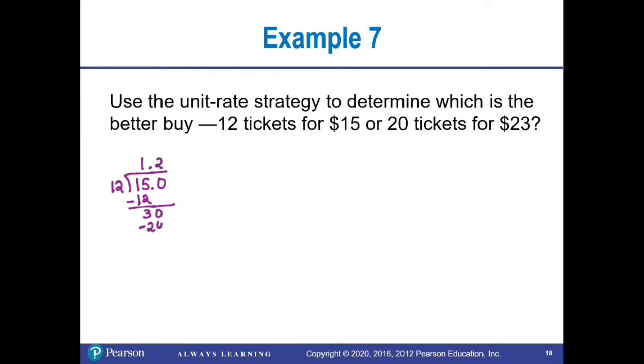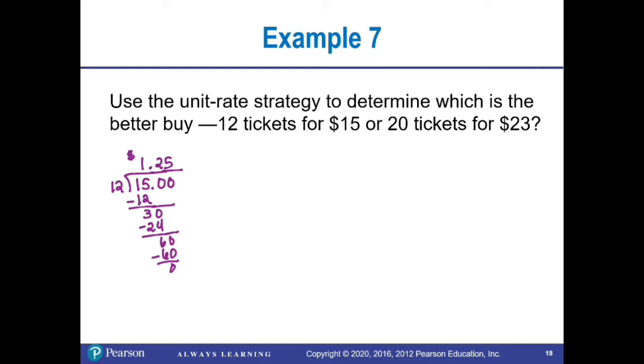12 goes into 30 2 times, and we're left with 6. Because I have a remainder, I'm going to keep dividing. Write another 0. There's understood to be another 0 there, and bring that 0 down. 12 goes into 60 5 times, and now I have no remainder. This tells me that one ticket will cost $1.25.